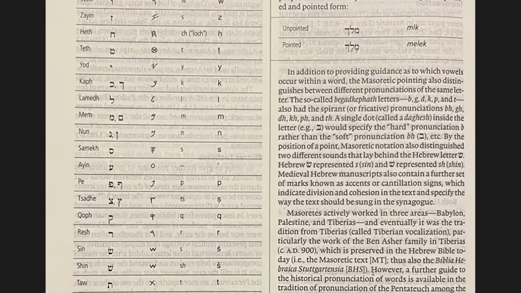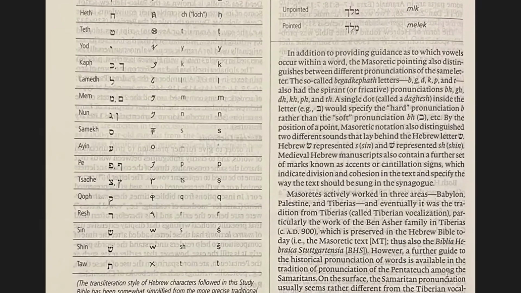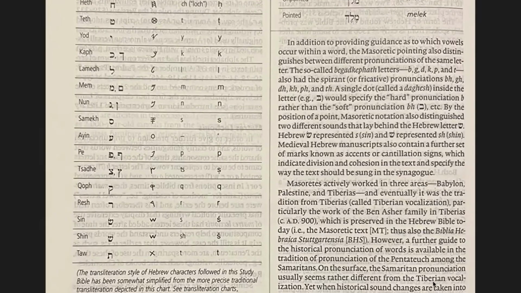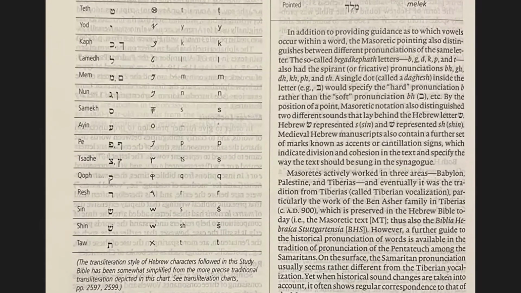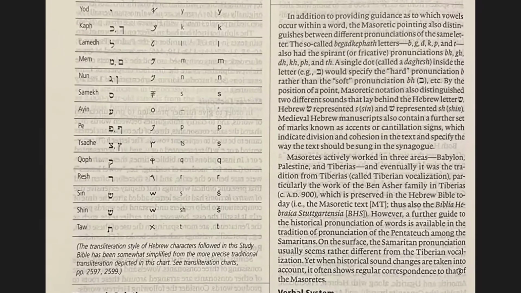However, a further guide to the historical pronunciation of words is available in the tradition of pronunciation of the Pentateuch among the Samaritans. On the surface, the Samaritan pronunciation usually seems rather different from the Tiberian vocalization. Yet, when historical sound changes are taken into account, it often shows regular correspondence to that of the Masoretes.